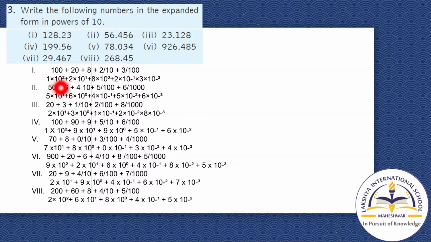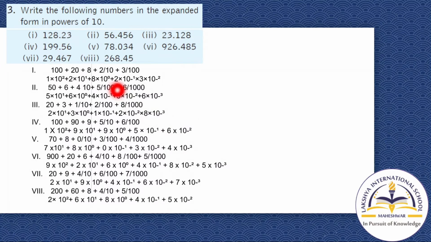1 multiplied by 10 to the power 2, because it is 100 here. Then 2 into 10 to the power 1. 8 we have to write directly. Now 2 divided by 10 means 10 to the power 0. 10 to the power 0 equals what? Equals 1.